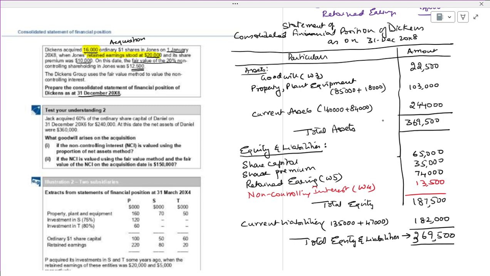Now, we will do this. Okay, it's a small one. Now, what are they asking? Okay, we'll work this. We have told in the beginning there are two methods: one is the net assets method and one is the fair value method.